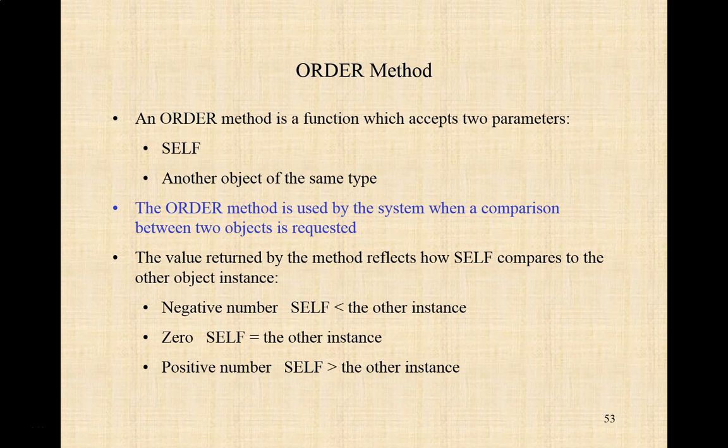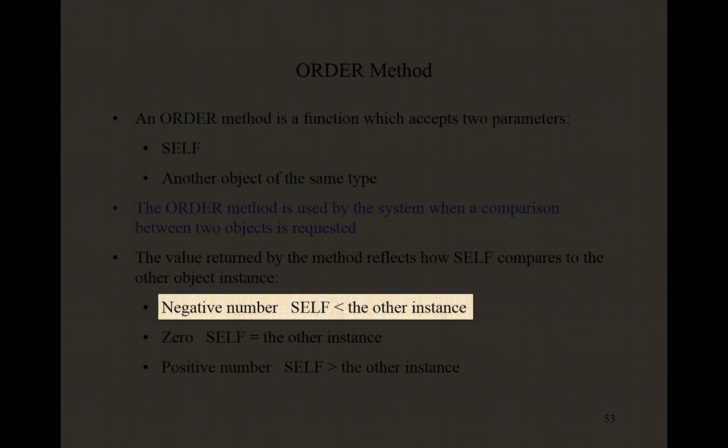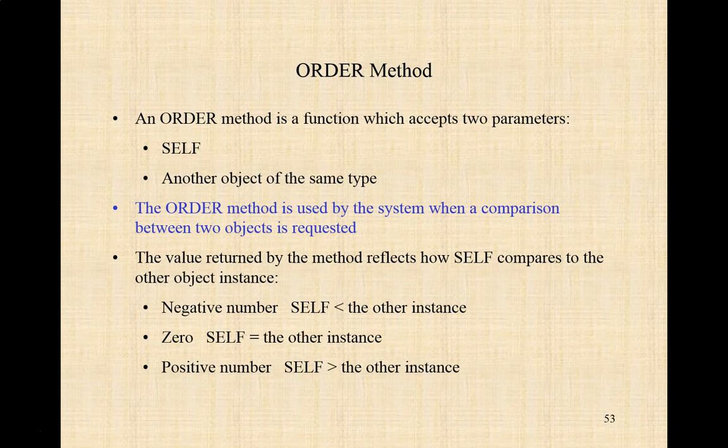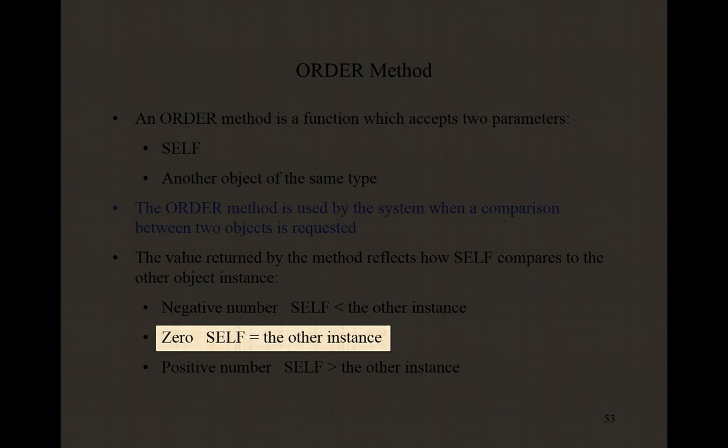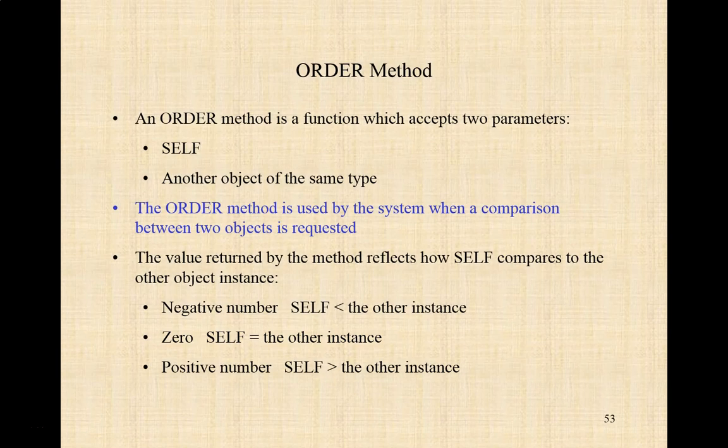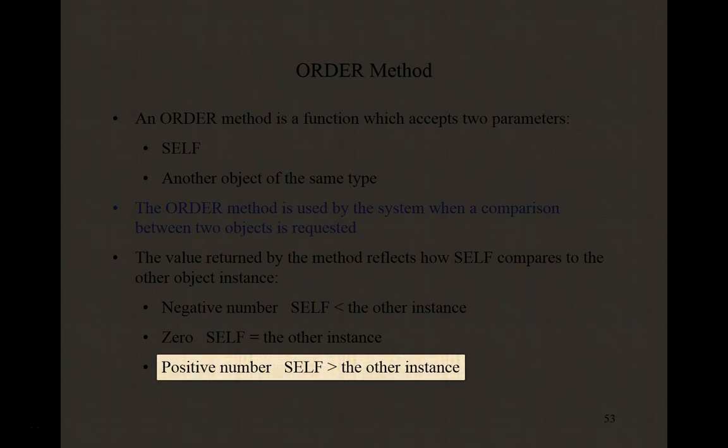Now, the way the order method returns a value is very simple. What it does is it looks at the current object, identified as self, and if the value of the current object is less than the other object, a negative number is returned. If self is deemed to be equal to the other object, a value of 0 is returned. And finally, if self is determined to be greater than the other object, a positive number is returned by the order method.